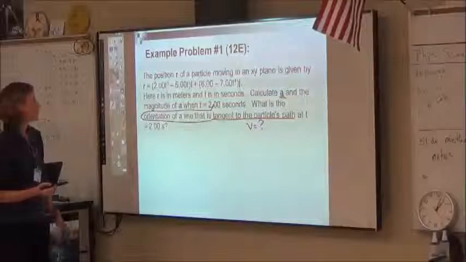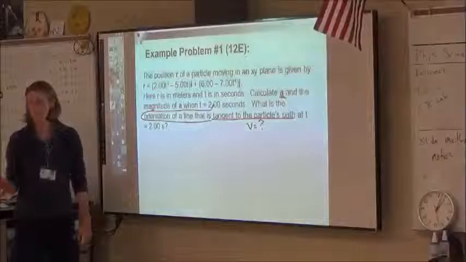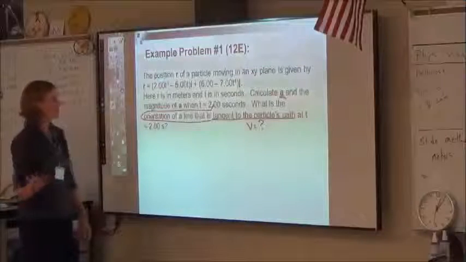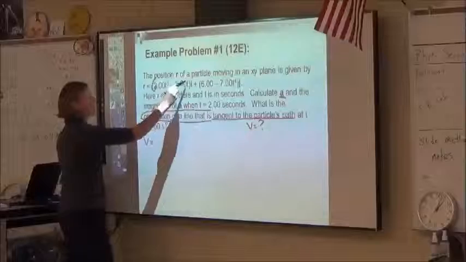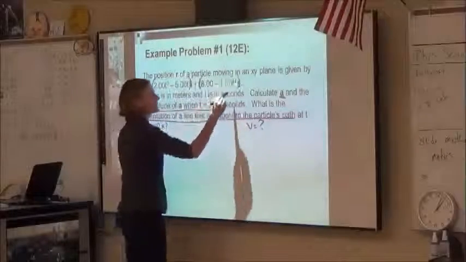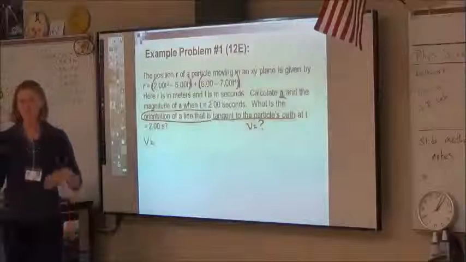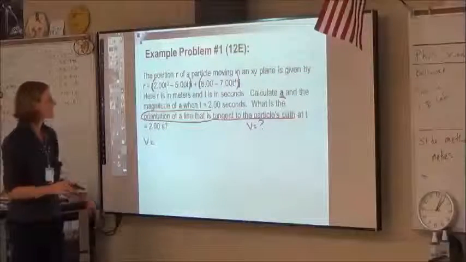So just like we did before, if you have a position function, how do you get velocity? Do the derivative. We just have to worry about doing it twice. And we're going to keep this info separate from this info. That's one of the main key points of this chapter. Keep your x information separate, keep your y information separate.